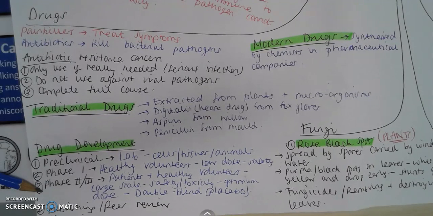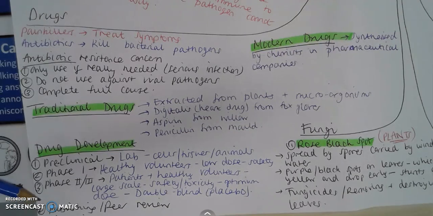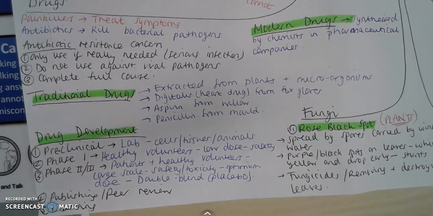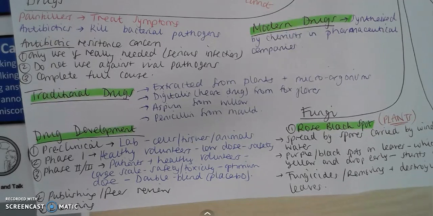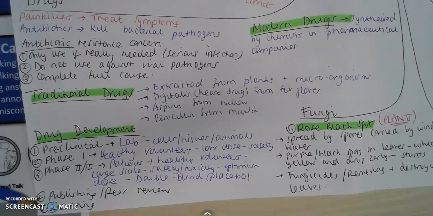If that's successful, they'll then move into publishing and peer review, where fellow scientists and doctors all over the world will look at the results and the findings and decide if they think they're viable. And then if that's successful, the drug potentially will be licensed for use by the general public or as prescribed by a doctor. So that's pretty much an overview of most of Unit 3 there for infection and response.